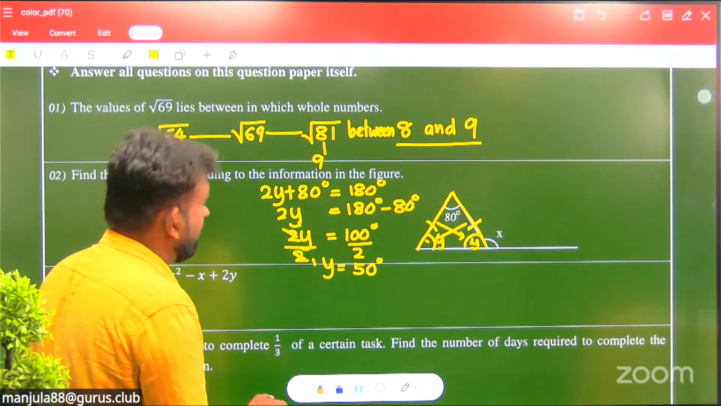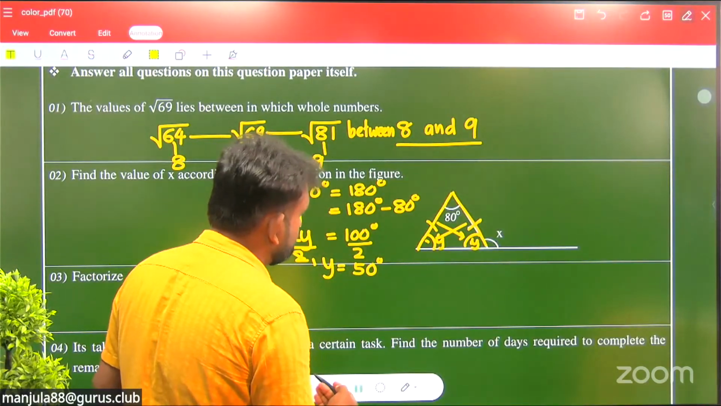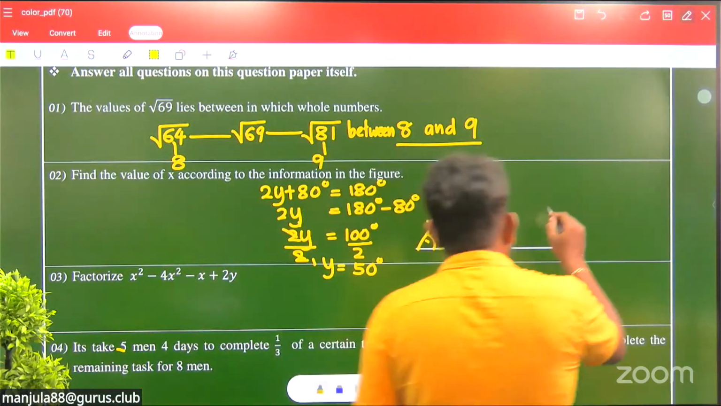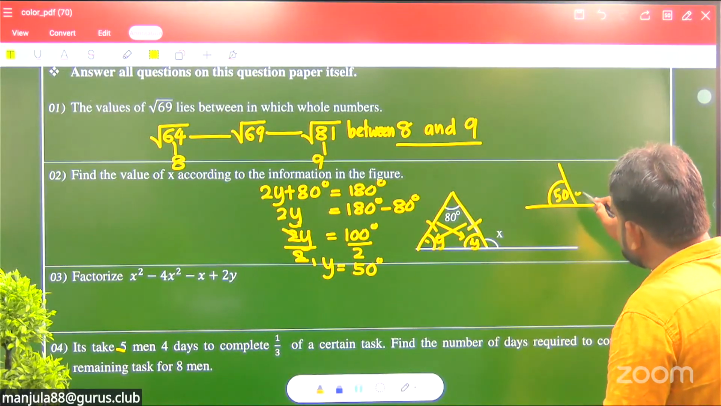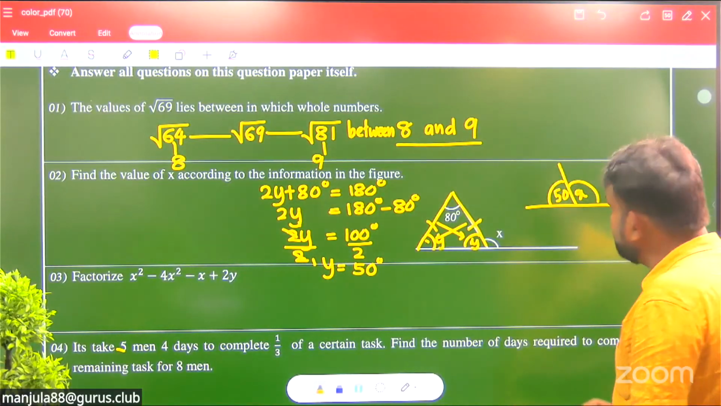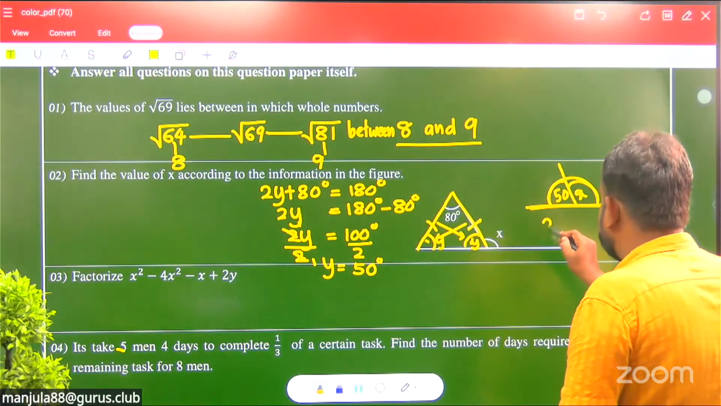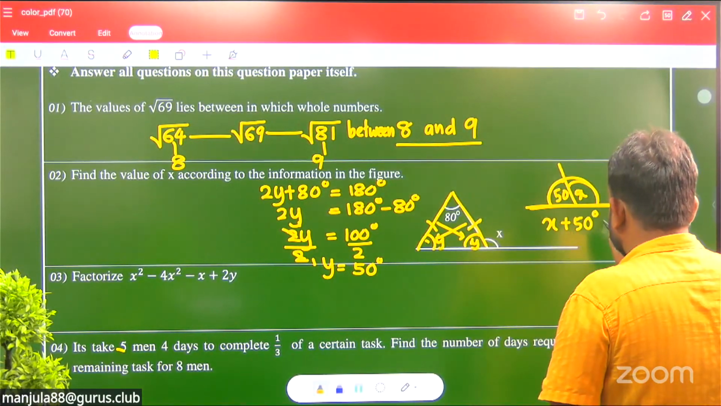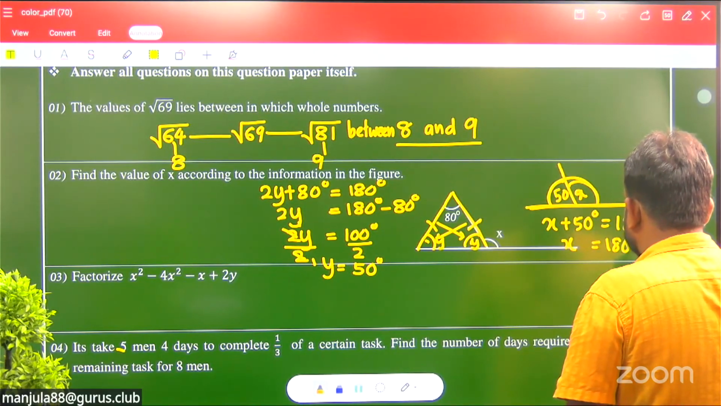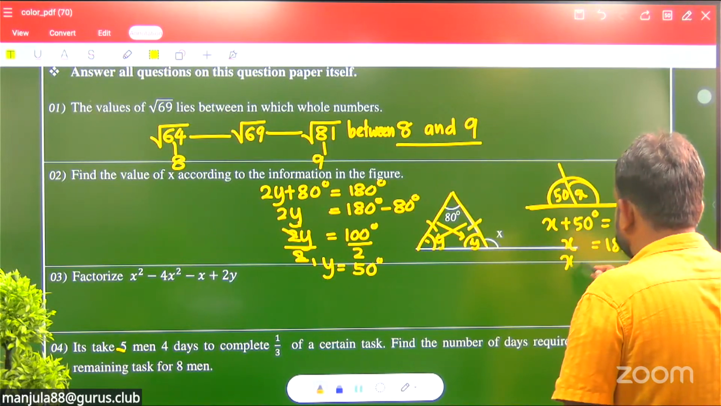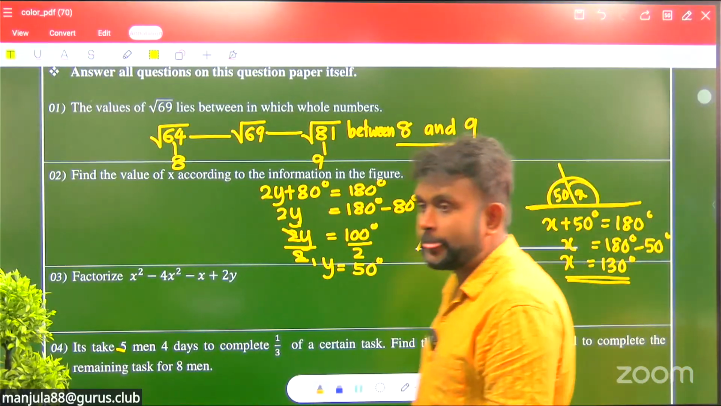So this angle is found as y, and y is 50 degrees. Once you find y as 50 degrees, you have two methods. This inside angle is 50, and here is the outside, exterior angle. This is a straight line, so you can add these two up to 180. So you can write x plus 50 degrees equals 180 degrees. Subject to x: 180 degrees subtract 50 degrees, so x comes as 130 degrees. That is how you deal with the question.